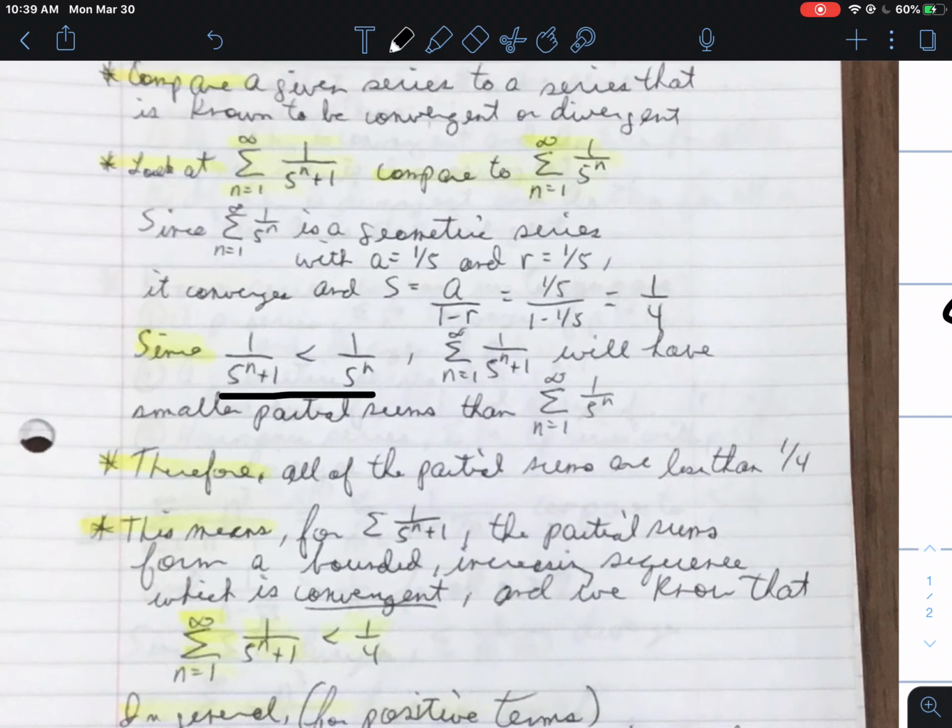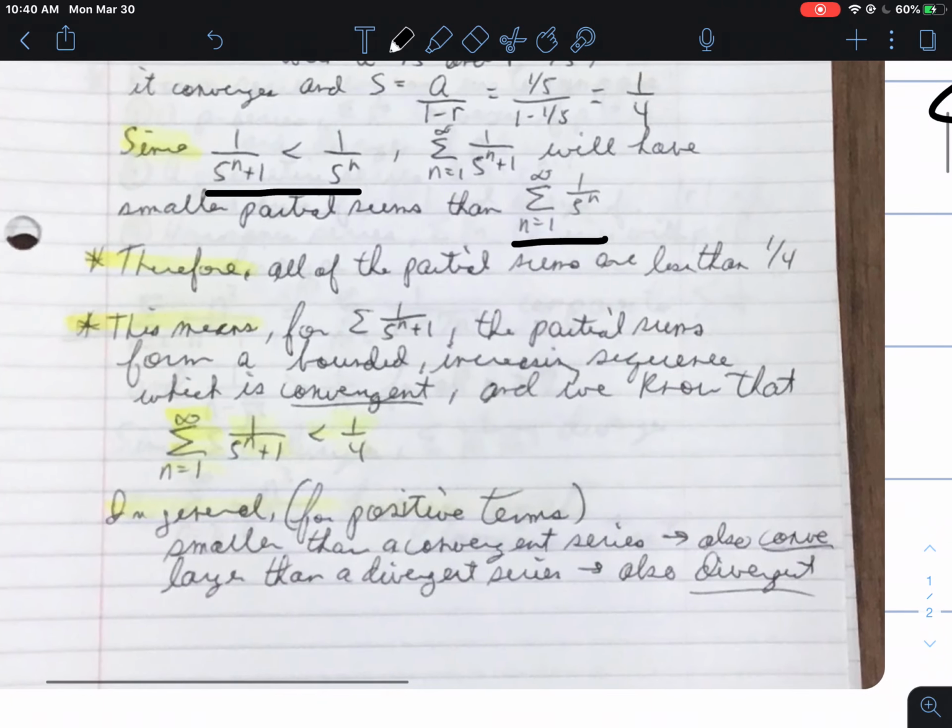So if I look at the sum of 1 over 5 to the n plus 1, the partial sums for that series would always have to be smaller than the partial sums for the sum as n goes from 1 to infinity of 1 over 5 to the n, that geometric series. And that's simply because each of the terms of our series are smaller than the terms of that series. So if we add those terms together, my partial sums will always be smaller than the partial sums of that geometric series. Right?